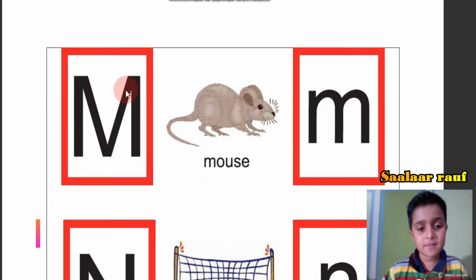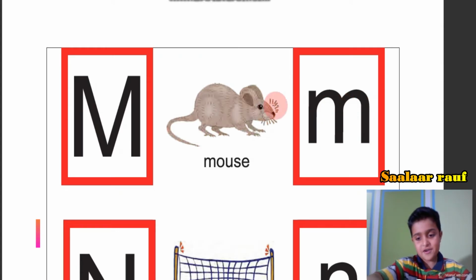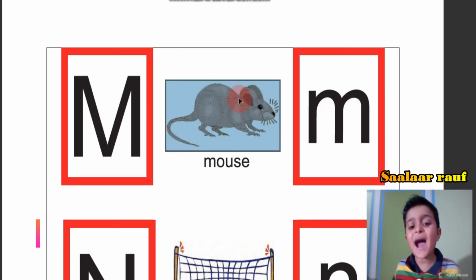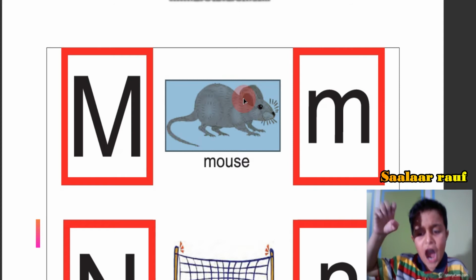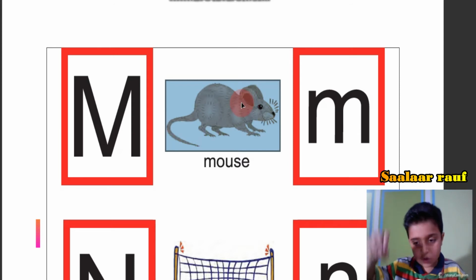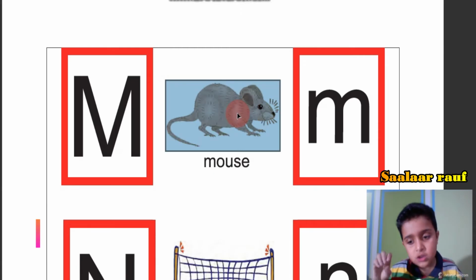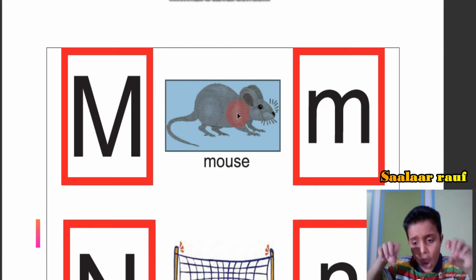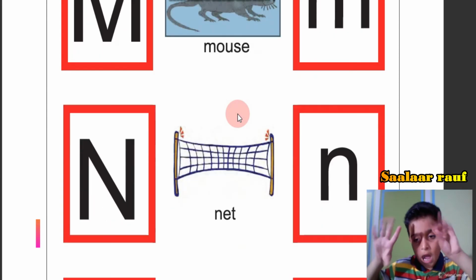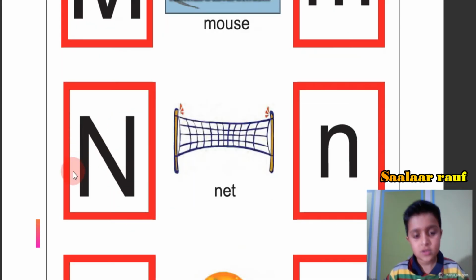And what is this? M. This is capital M and this is small letter M. M for? Mouse. M for mouse. M for? Mouse.